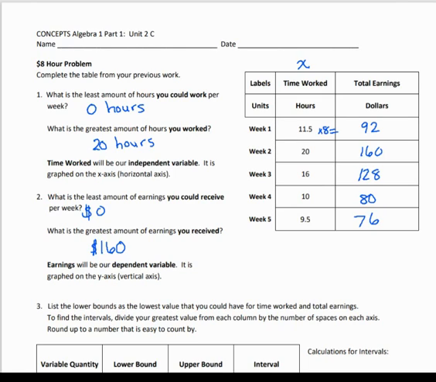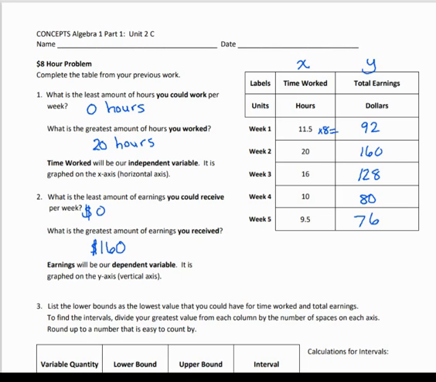Okay? This money, our earnings, is our dependent variable. And it is on our y-axis. So notice over the column for total earnings, I'm going to put a y. It's a dependent variable because the amount of money I make depends on how long I work, right? The more I work, the more money I make. So they are related to each other. This is going to be very helpful to identify for when we graph. We always want to know what will be on our x-axis and what will be on our y-axis.